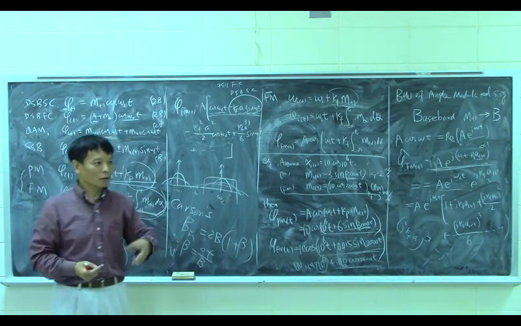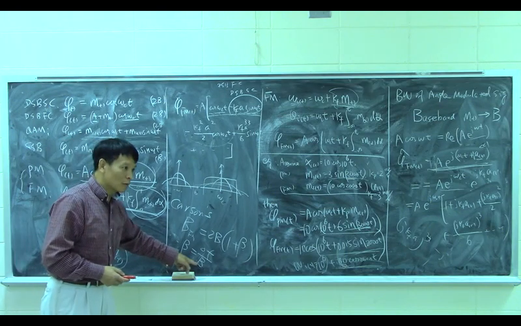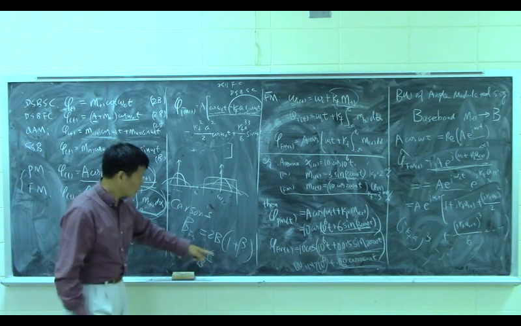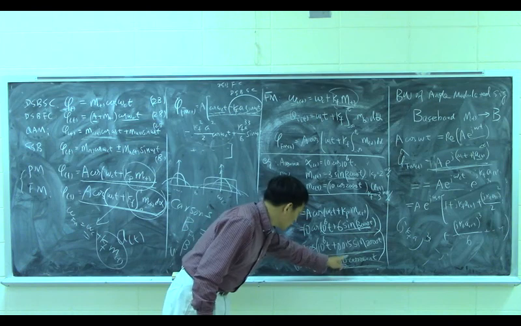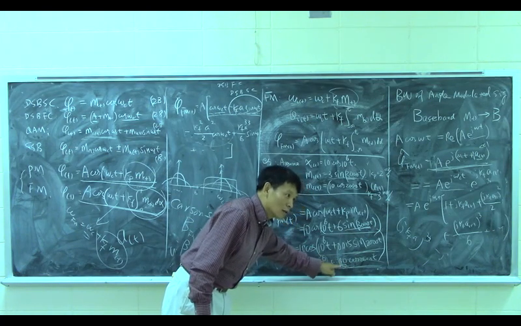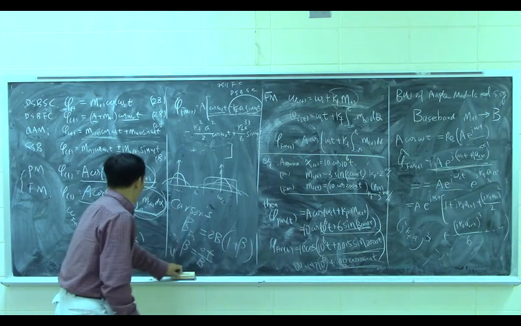Can we do another example of getting the bandwidth of the FM signal? Just like getting the FM signal for this example, okay? So the frequency deviation is 30, right? The delta F equals 30.